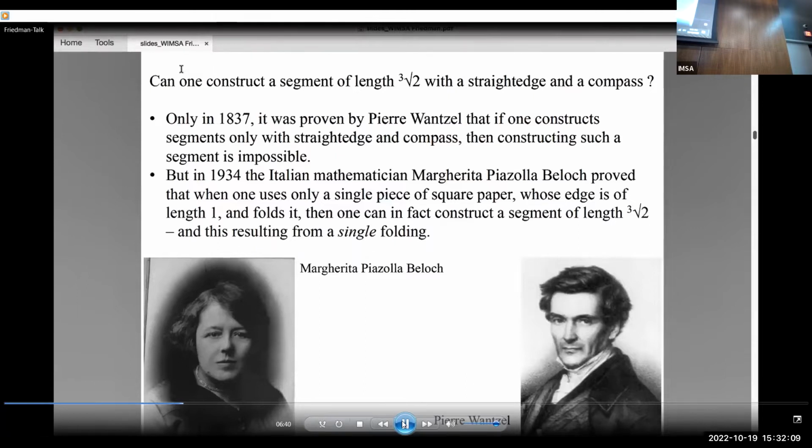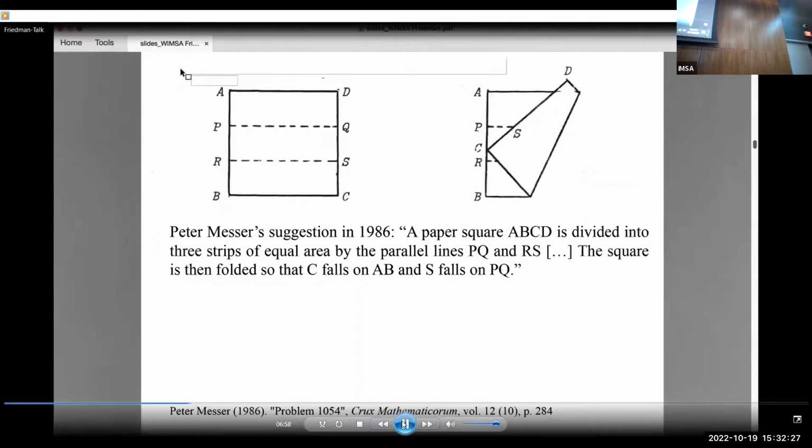This will be one of the central points of my talk. It was forgotten to such an extent that her method was presented in 1986 by Peter Messer, unknowingly that it was in fact Beloch's method, although formulated slightly differently. Messer depicts the following figure and writes the following.